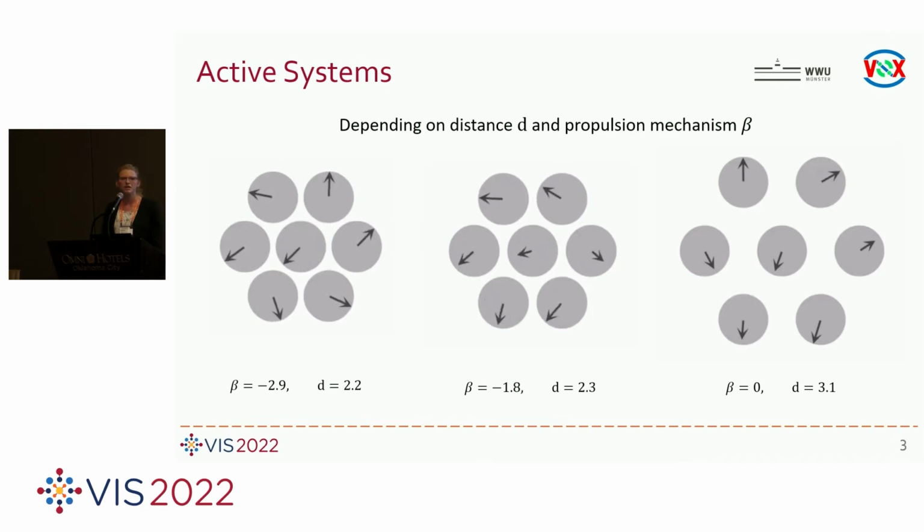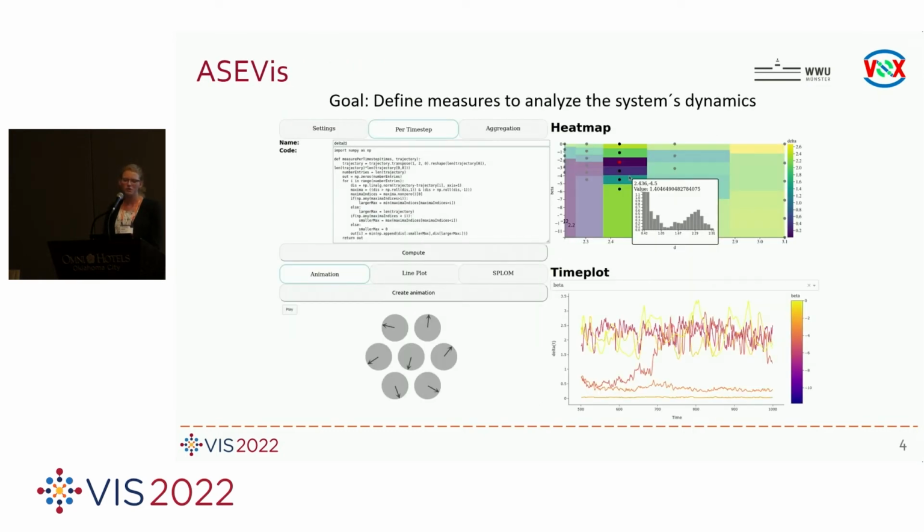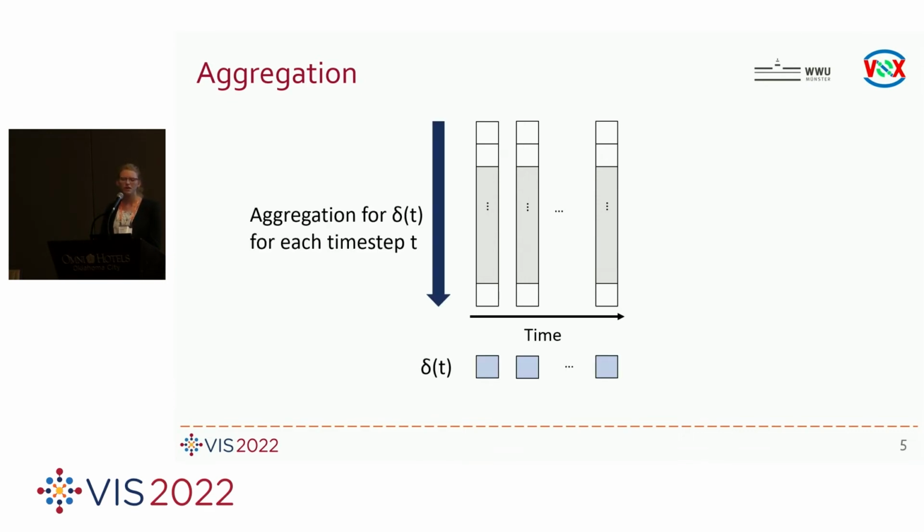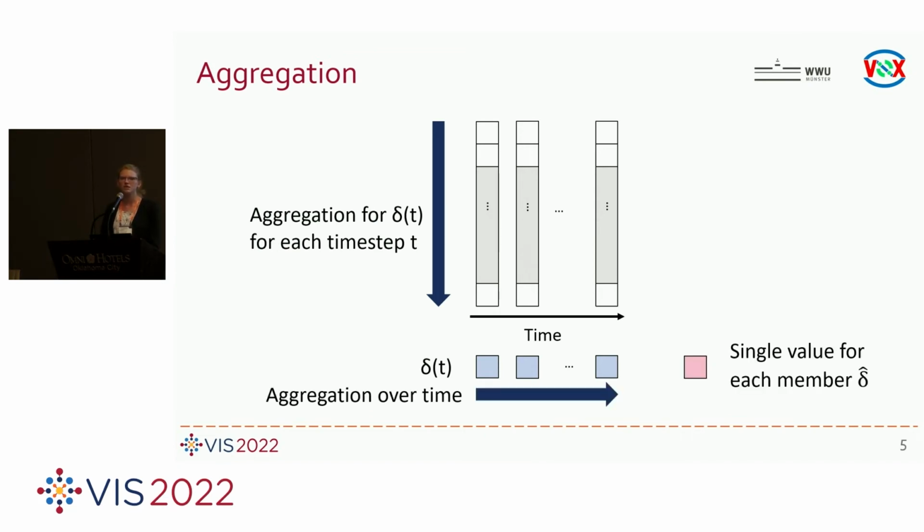So how can we now analyze such ensembles, and how can we analyze the dependence on the input parameters and define some characteristic measures to describe the individual ensemble members? For this purpose, we propose ASIVIS, an approach with the goal to define measures to analyze the system's dynamics. Here, we support two different ways of aggregating. The first one is to define an aggregation delta of t for each individual time step. This then results in a single scalar value for each time step, which in the next step can be aggregated over time, such that each ensemble member can be described as a single value.